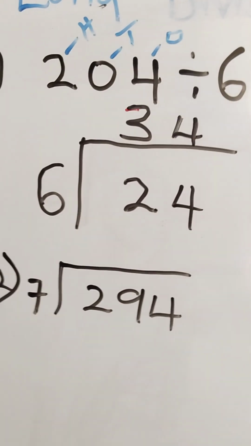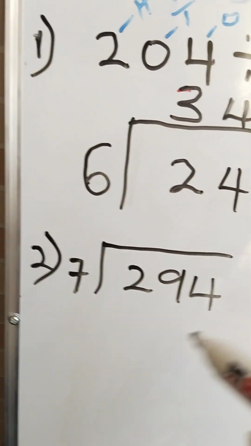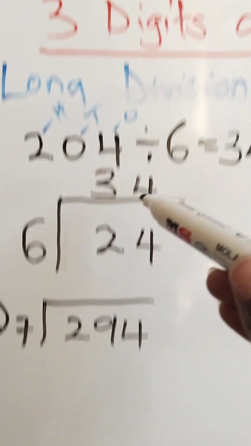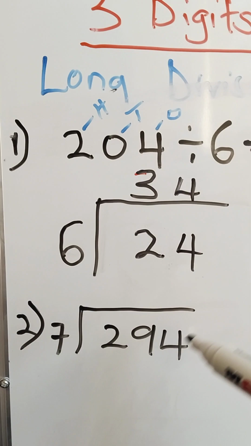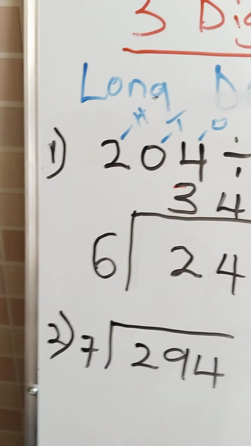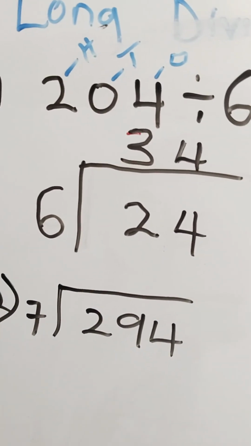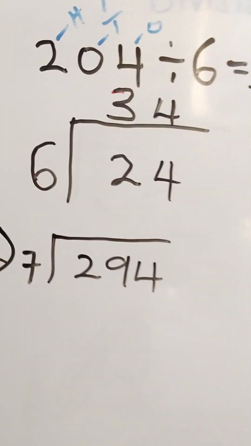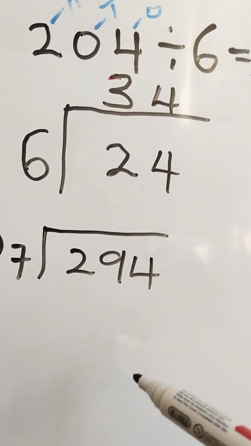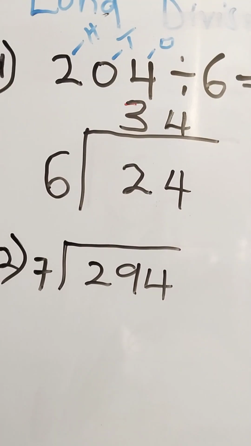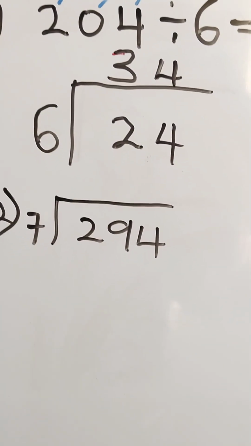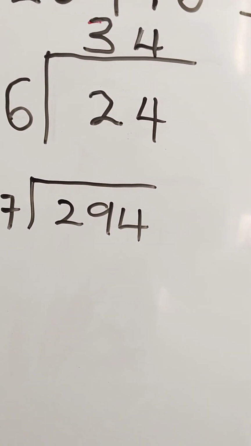So if we have 294 divided by 7 and we see the teacher already put it for us, the teacher already put for us the number, so it is not like here where we have to put our long division because the teacher already put it for us. So what do we do, kids? We are going to now do our long division. And what do we do in our long division?